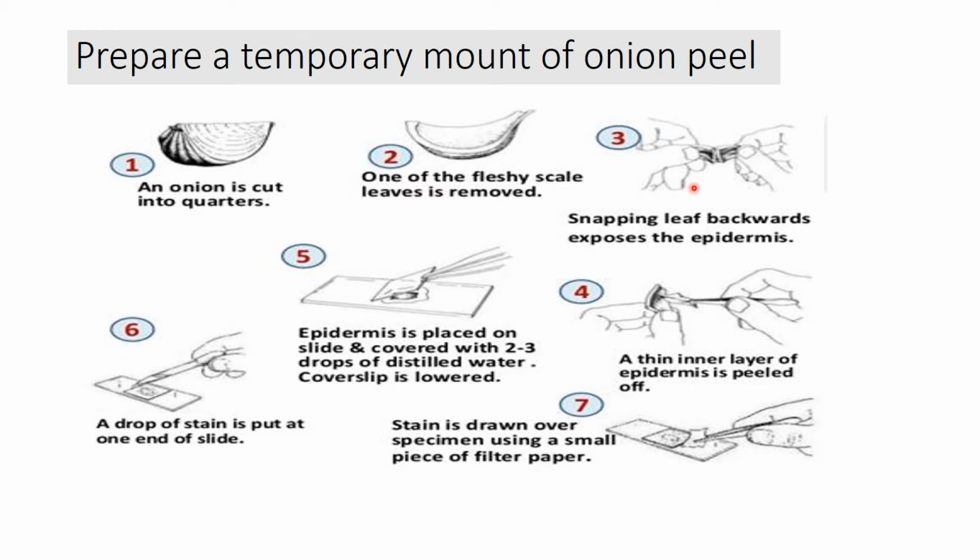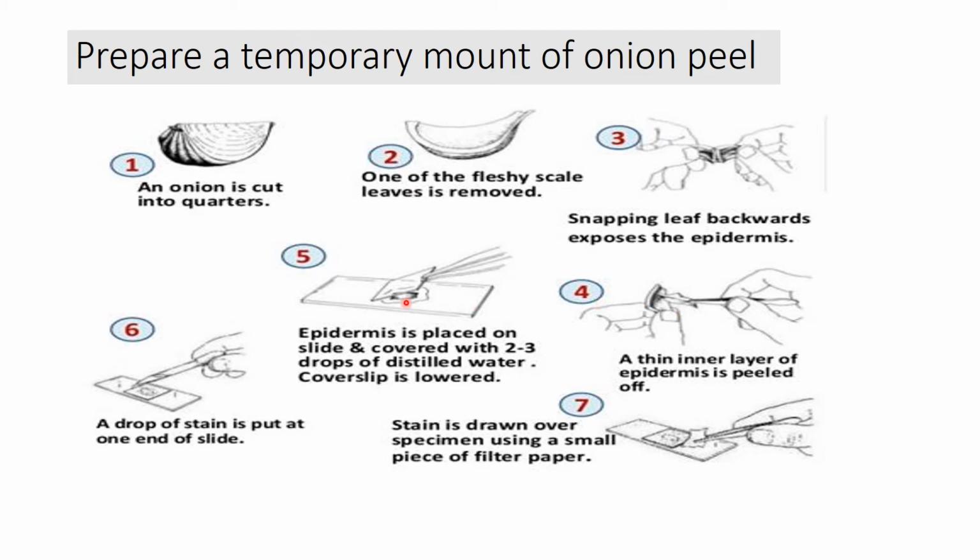You can snap the leaf backward so that you can see the epidermis layer, and then you will take a thin layer of epidermis, and with the help of this forceps, you can see this is the forceps, and with this forceps you can just peel it out, right? This is just a membrane, you can see when you cut this onion.